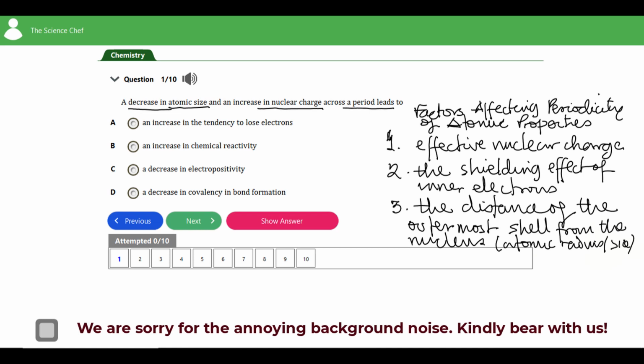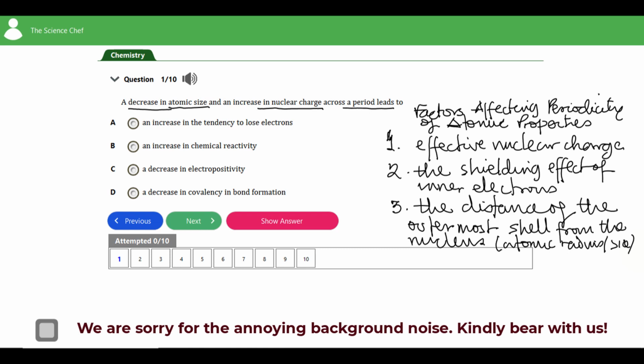Now, the effective nuclear charge increases across the period because as you move across the period, electrons are being added to the same shell. And as electrons are being added to the same shell, the number of protons in the nucleus of the atom also what? Increases. And as the number of protons increases, the effective nuclear charge increases. The shielding effect of the inner electrons remains relatively the same, because electrons are added to the same shell. So the inner electrons do not change. The total number of shells across the period remains the same.